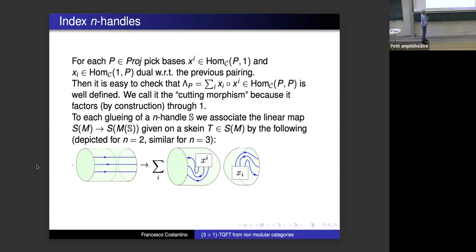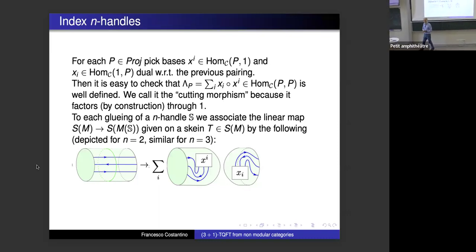Okay, so I fix a basis for these 2 vector spaces, a dual basis and a dual basis, and I call the sum of xi composed x upper I call it lambda P. It's an easy exercise of linear algebra to check that this does not depend on the choice of the basis I fixed, and it is natural. Natural in P, I mean. So I can define a map like this. Okay, and we call it the cutting map.